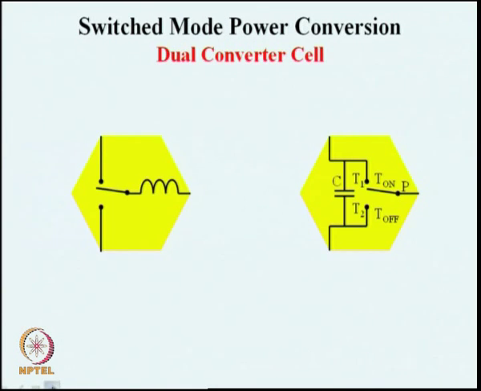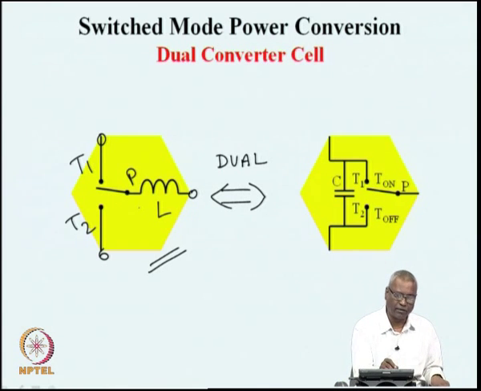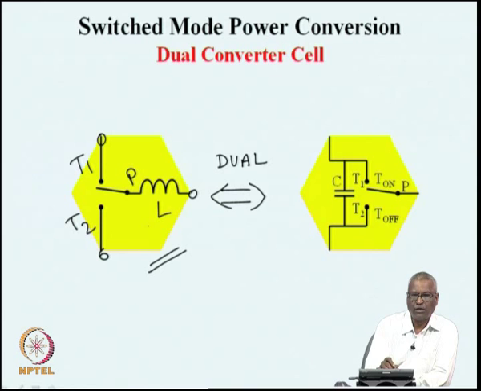So, just before we go into that, we will look at another slight variant of the same converter cell. This converter cell, what you see on the right hand side, is a dual of the converter cell that we have seen before. The first cell that we had seen consists of a single pole double throw switch, where an inductor is connected in series with the pole and the three terminals are brought out. And we had seen that it can be connected to a source and a load in three different ways: the buck converter, the boost converter and the buck boost converter.